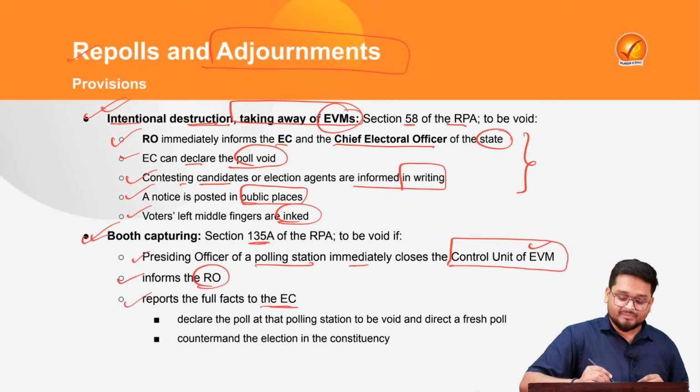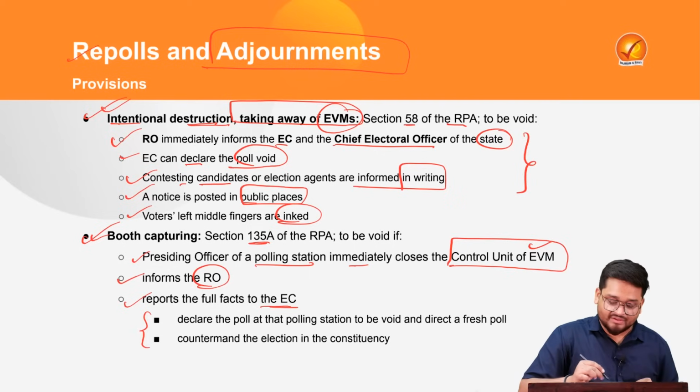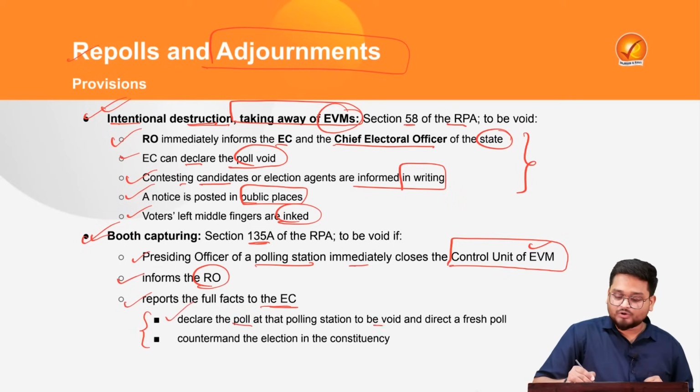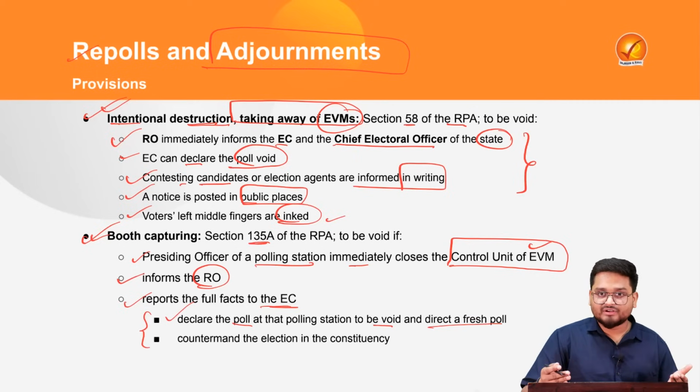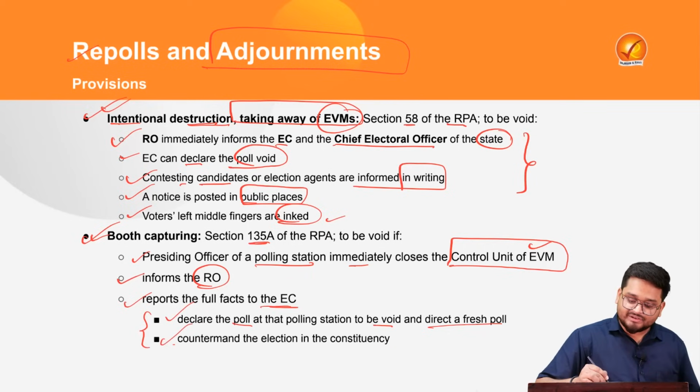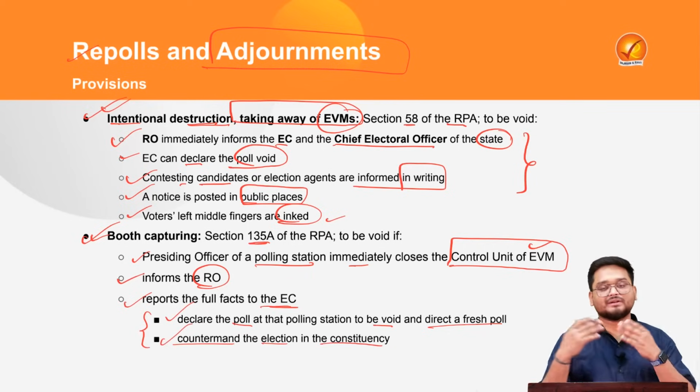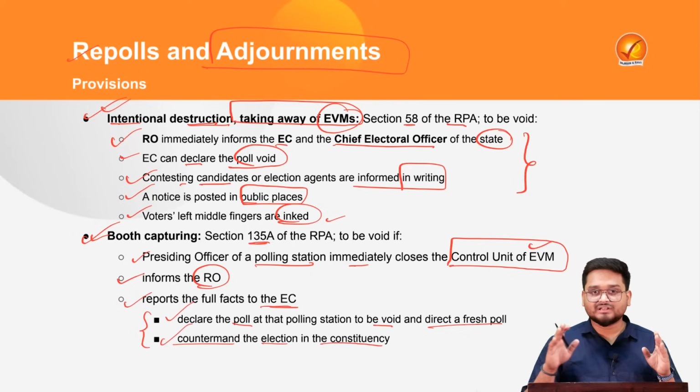And here the Election Commission has 2 steps to take. First, it can declare the poll to be void, that means cancel and start this process again, and it can direct a fresh poll. Otherwise, it can countermand the elections, or say delay the elections, adjourn the election in the constituency.